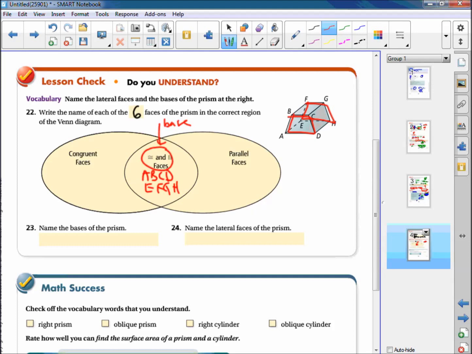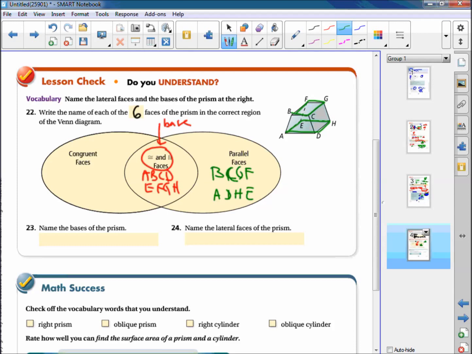Okay. Now there is another set of parallel faces. The other set of parallel faces are the top of this trapezoidal prism and the bottom of this trapezoidal prism. They're still parallel because the top and bottom of the trapezoid are parallel to each other, so their faces will be parallel too. So we're going to put those here: B, C, G, F, and A, D, H, E.